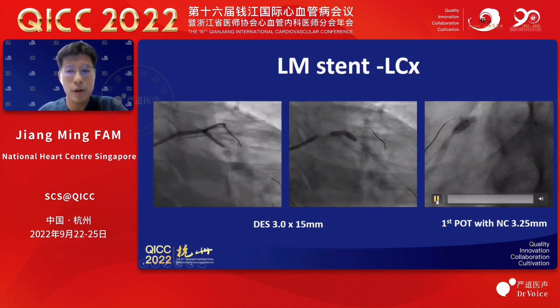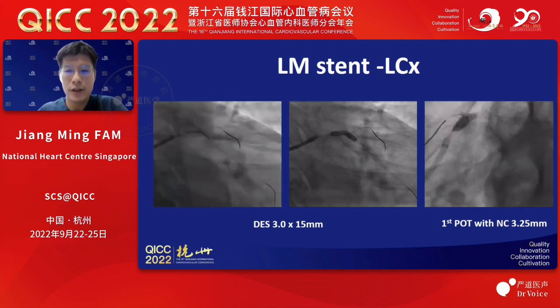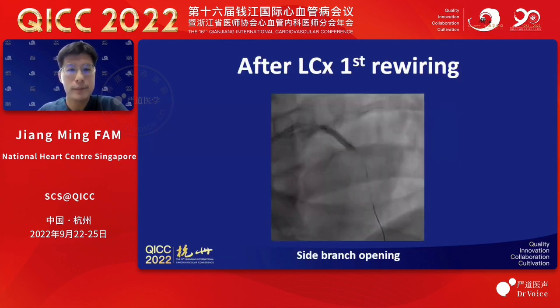Did a first POT. This is to prevent my wire from inadvertently crossing under the stent struts during recrossing. And after a first rewiring, I elected to open the side branch.